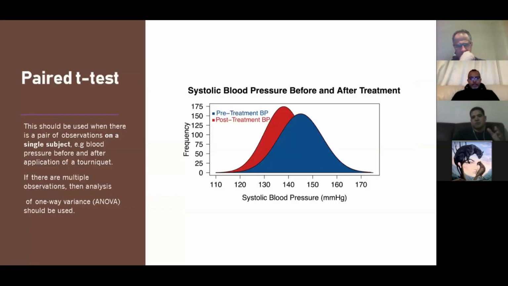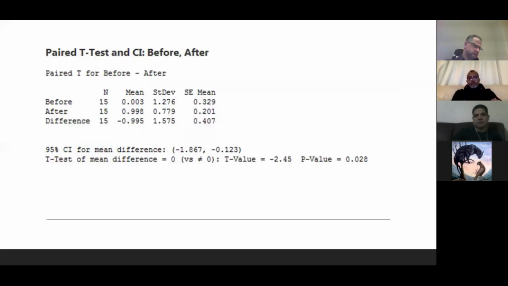So there are a few different types of test. The first one is the paired T-test. So you will see the systolic blood pressure before and after. So, pairs of observations on a single subject. Blood pressure before and after, it's only that, that is the paired T-test. If there are multiple observations, you will use ANOVA or a one-way variance test. And here it is the paired T-test of before and after.